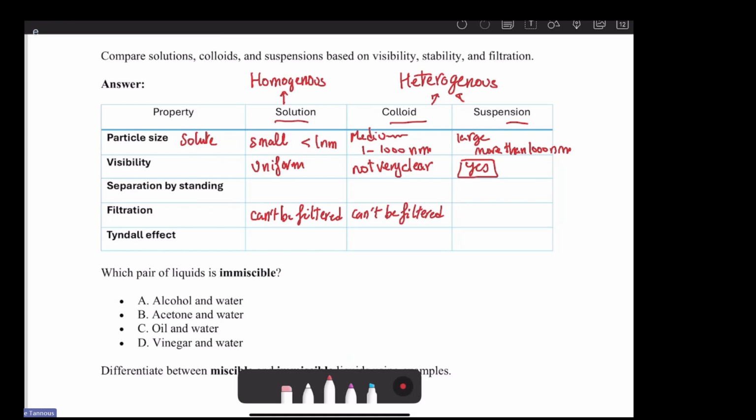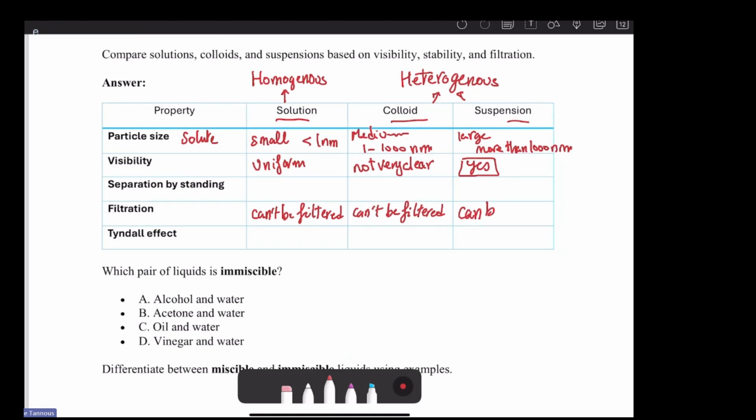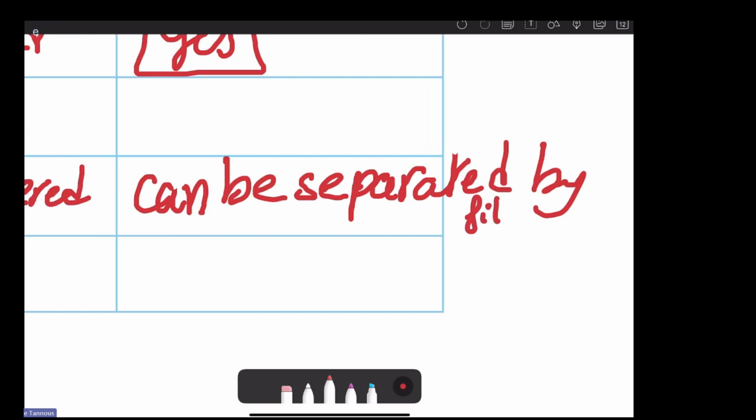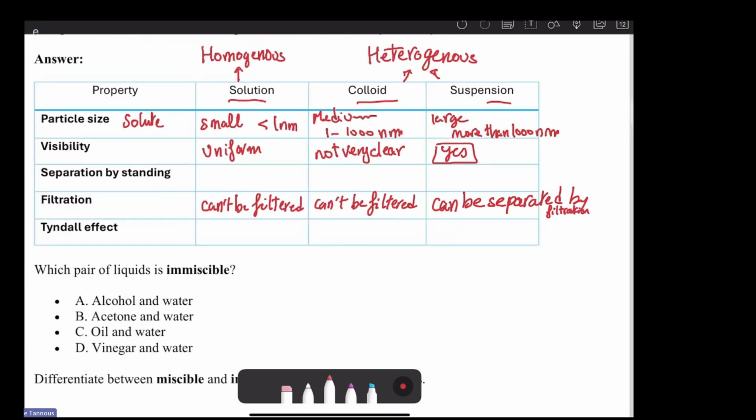However, in the suspension, you can separate it, it can be separated by filtration. I can clearly separate the solute from the solvent.